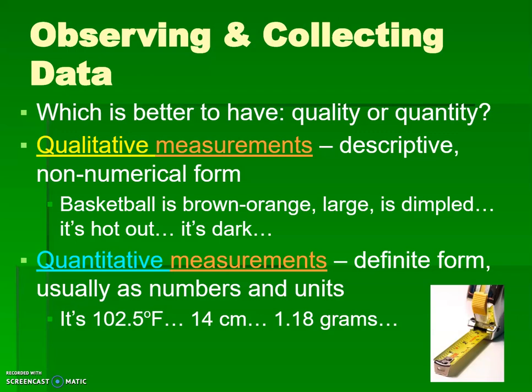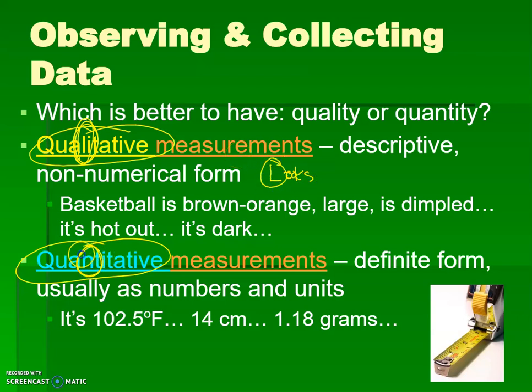Number one, we have our qualitative versus quantitative measurements. Okay, the quality is the descriptive non-numerical form, so the looks of it. That's where we get the L from. And then the quantity is going to be the numerical form. So if you're talking about a basketball, it's a brownish orange, it's large, it's not smooth, it's dimpled. You could say it's hot outside or it's dark, it's cold, whatever. That is a descriptive term.